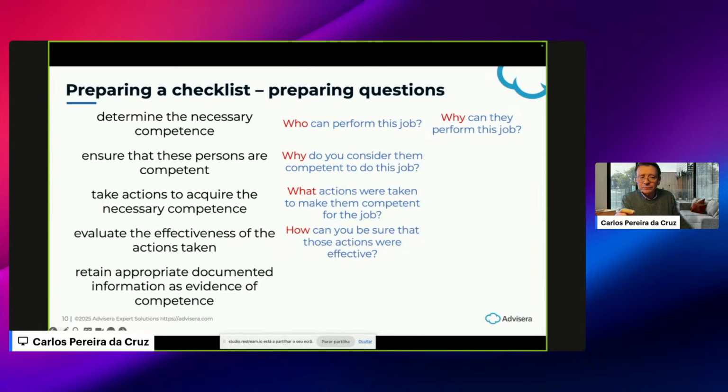And okay, I will speak about this later, but don't forget, you ask the question and people answer, but what people answer is not a fact, it is a claim. Don't forget to ask for evidence, for facts, okay? How can you be sure that those actions were effective? So there'll be some evidence that the actions were effective or not.